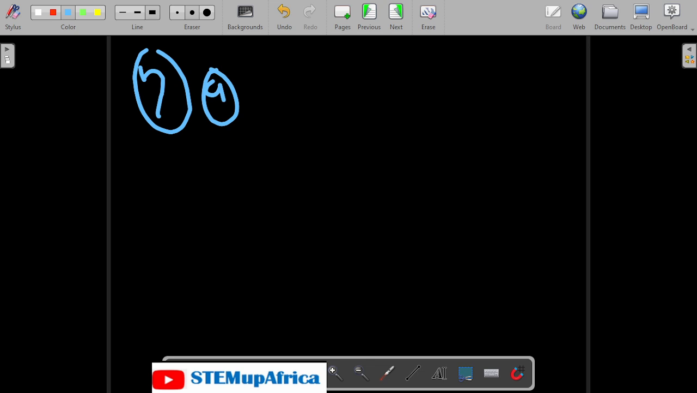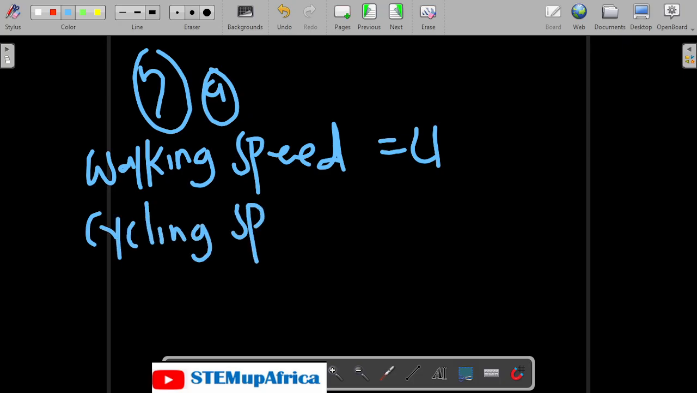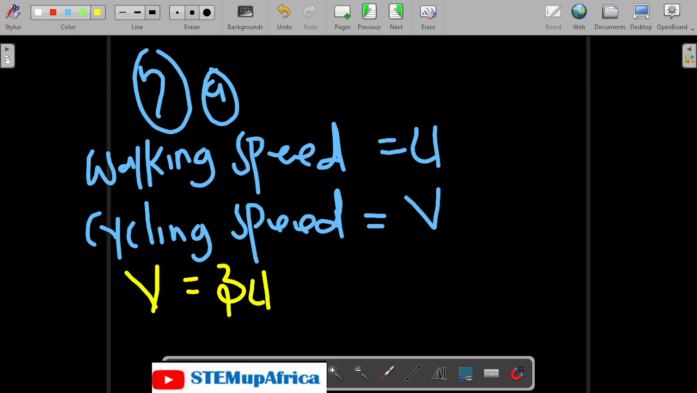So first of all, we don't know the walking speed now. The walking speed, let's call it U, while the cycling speed, let's call it V. So the question says the cycling speed is 3 times the walking speed. That means I'm having V is equals to 3U. Let's call this equation 1.